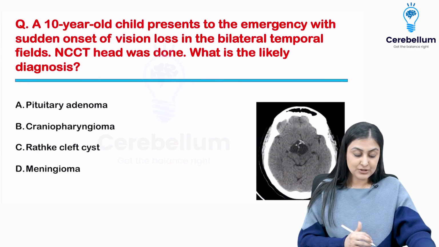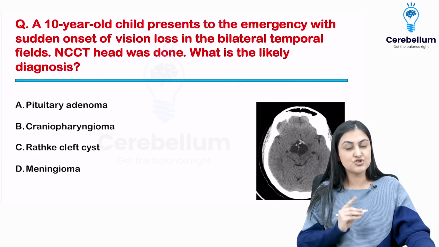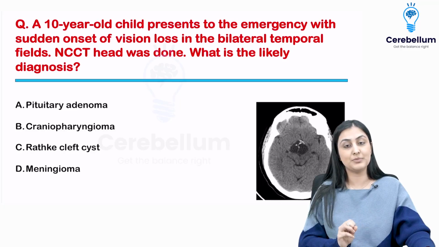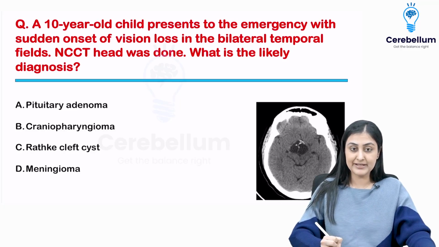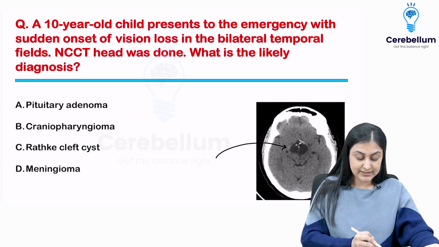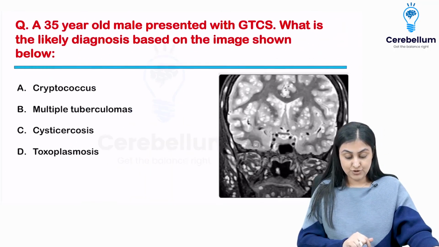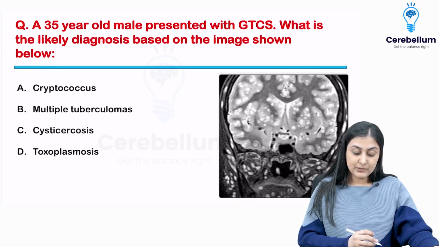A 10-year-old child presents to the ED with sudden onset vision loss in bilateral temporal field. So child with bitemporal hemianopia, straight away a bell should ring in your mind, that is craniopharyngioma. The CT further helps you see the lesion with calcification. This is craniopharyngioma.